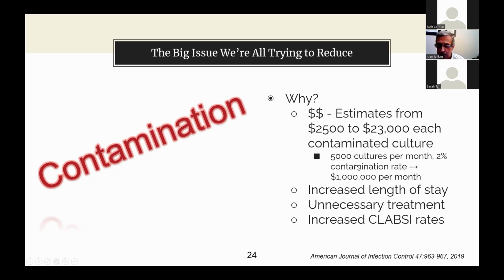I look at a theoretical hospital system. We do here at Norton about 5,000 blood cultures a month. So if you say it's a 2% contamination rate, and if you say it's middle of the range, $10,000 each, that means $1 million a month in extra hospital costs that are a result of just contaminations in blood cultures. So the numbers are up there and can be really pretty startling.